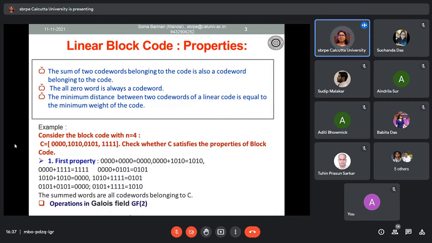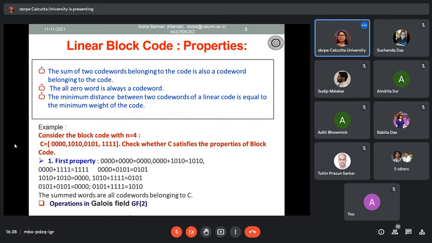So now the properties of the block code. When you add the redundant bits along with your information while designing the encoder, you have to follow some rules. When designing the block code, you have to follow some properties. What are the properties? First, the sum of two code words belonging to the code is also a code word belonging to the code.